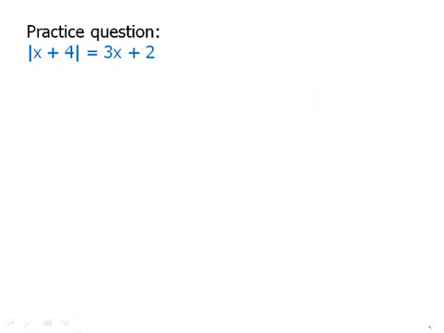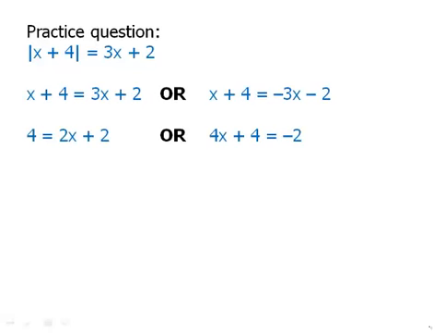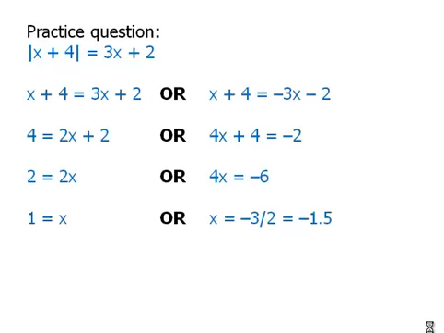Here's a practice question. Pause the video, work on this, and then we'll talk about this. Okay, again, the absolute value is isolated, so we can go directly to the OR equation. So the thing inside, x plus 4, that's either going to equal the expression or equal the expression multiplied by a negative sign. So the first thing we're going to do is get all the x's on one side. Then we're going to subtract to isolate the x, and we get either x equals 1 or x equals negative 1.5, or negative 3 halves.